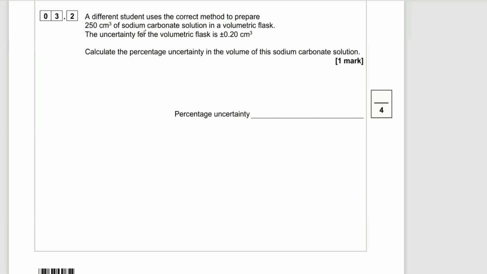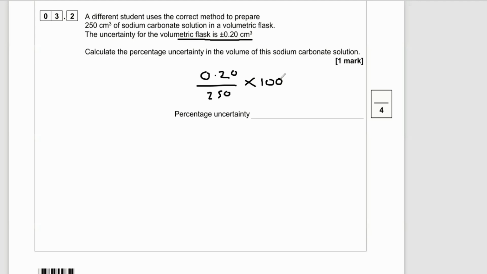3.2. A different student uses the correct method to prepare 250 centimeter cubed of sodium carbonate solution in a volumetric flask. The uncertainty of the volumetric flask is plus minus 0.2 centimeter cubed. Calculate the percentage uncertainty. So we're just going to do the uncertainty of our apparatus, divided by the measurement we made, times 100.